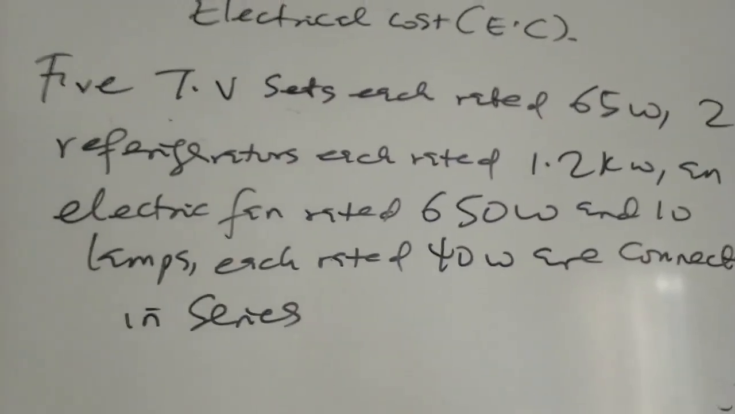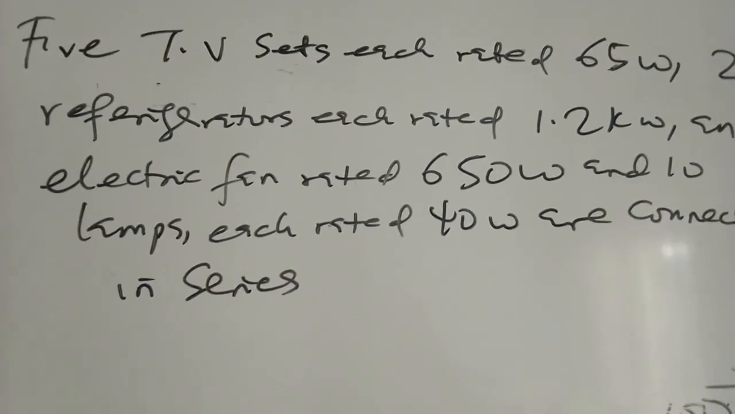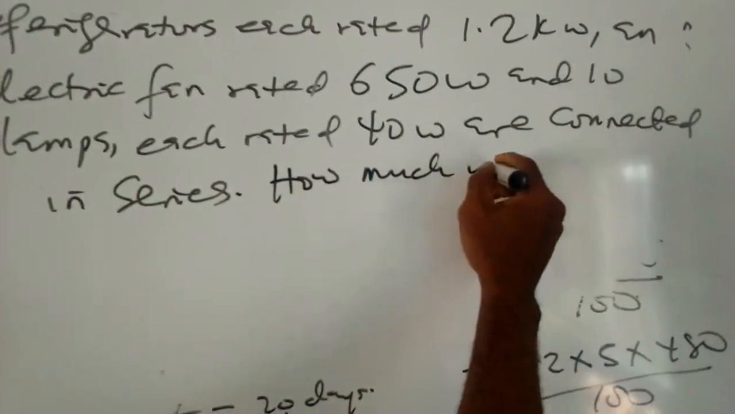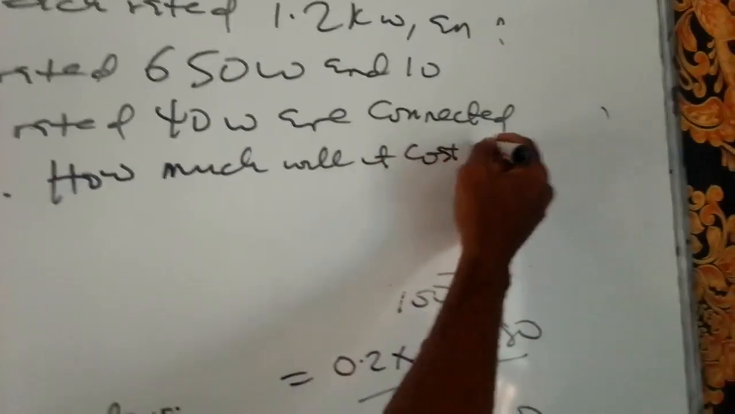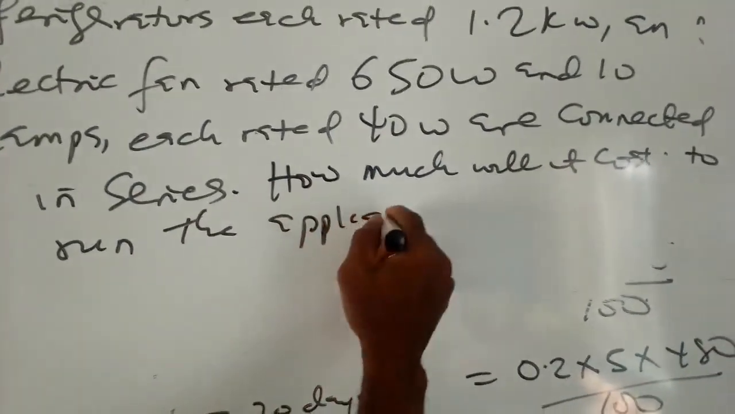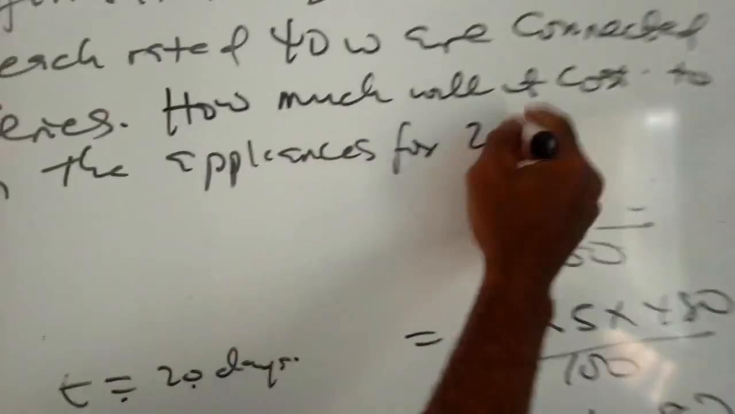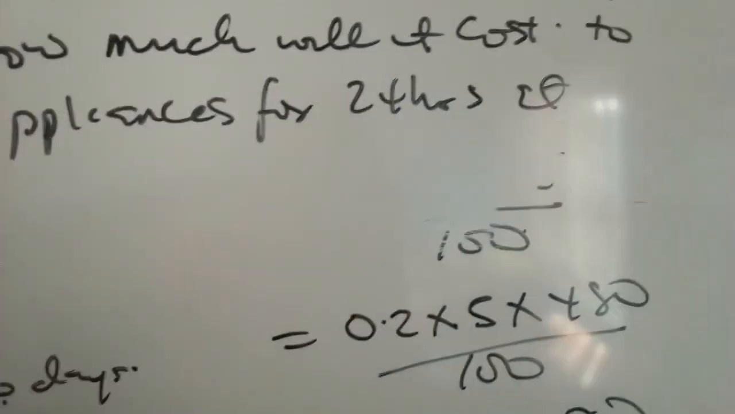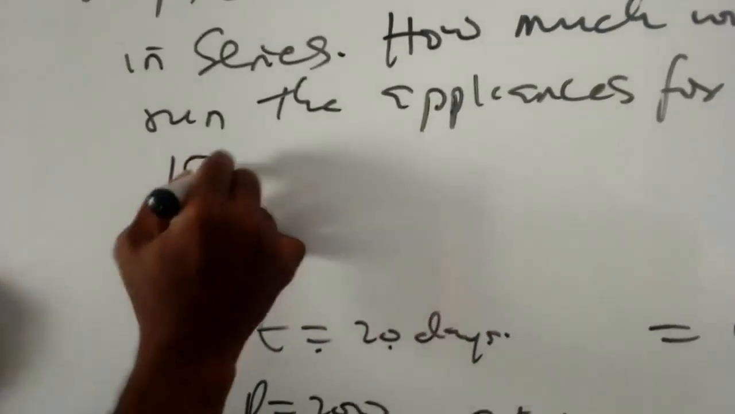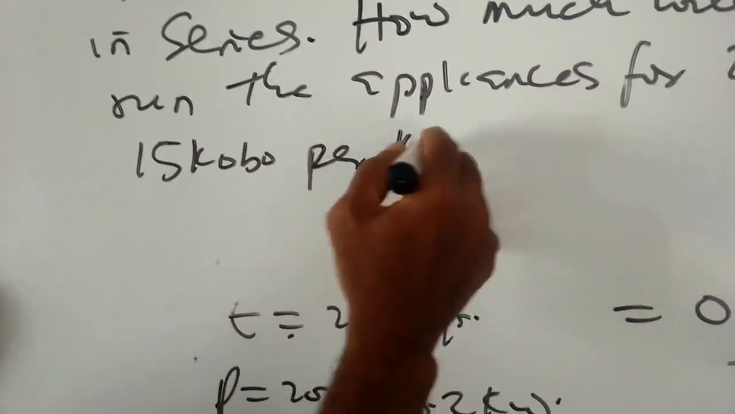How much will it cost to run the appliances for 24 hours? How much will it cost to run the appliances for 24 hours at the rate of 15 kobo per kilowatt hour? So, having done this, how do we tackle this problem?